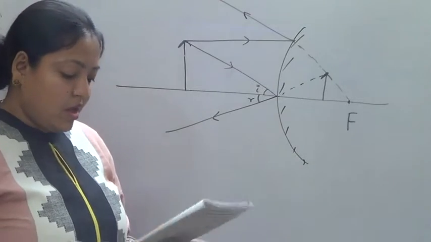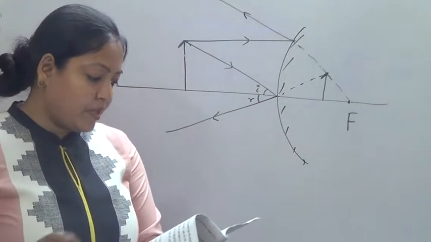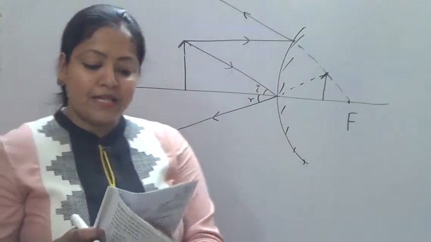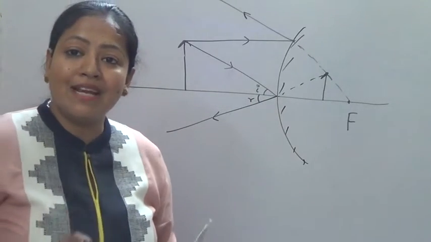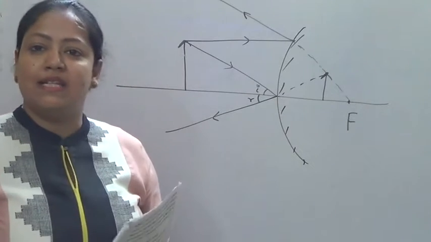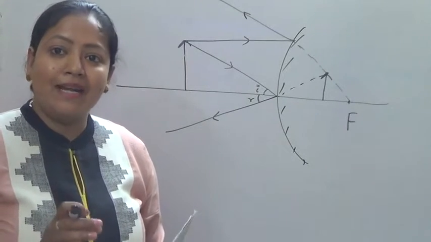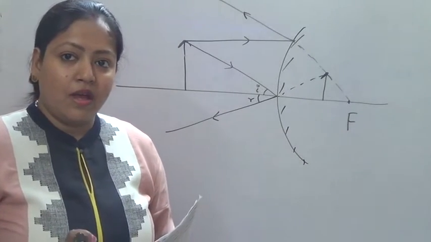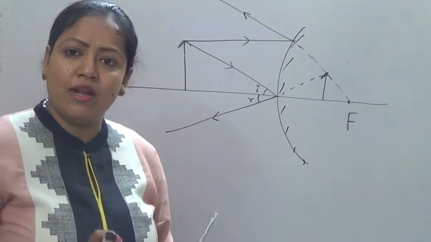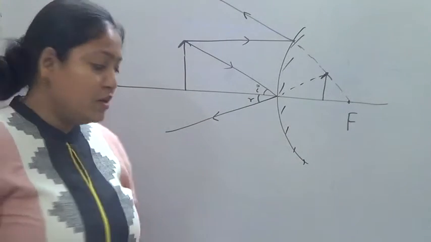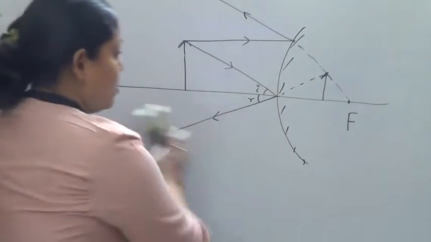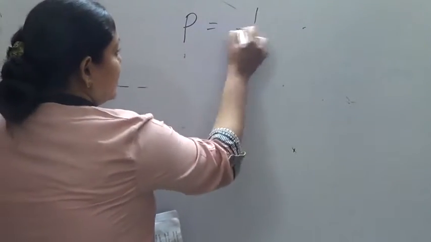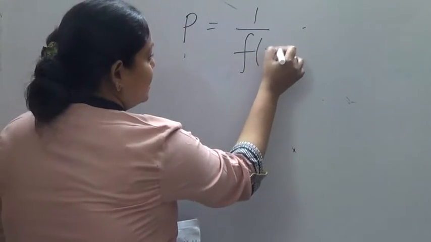Okay. Now next question. What is the power of a lens? It is the measure of the ability of bending of light by the lens. If the light is bent more, how do you relate power and focal length? So power is the reciprocal of focal length, and here we take the focal length in meters.